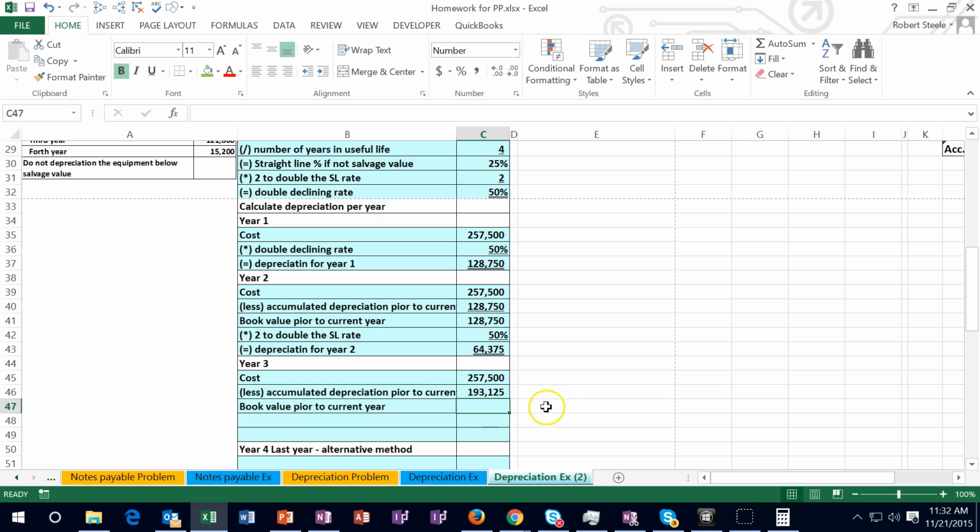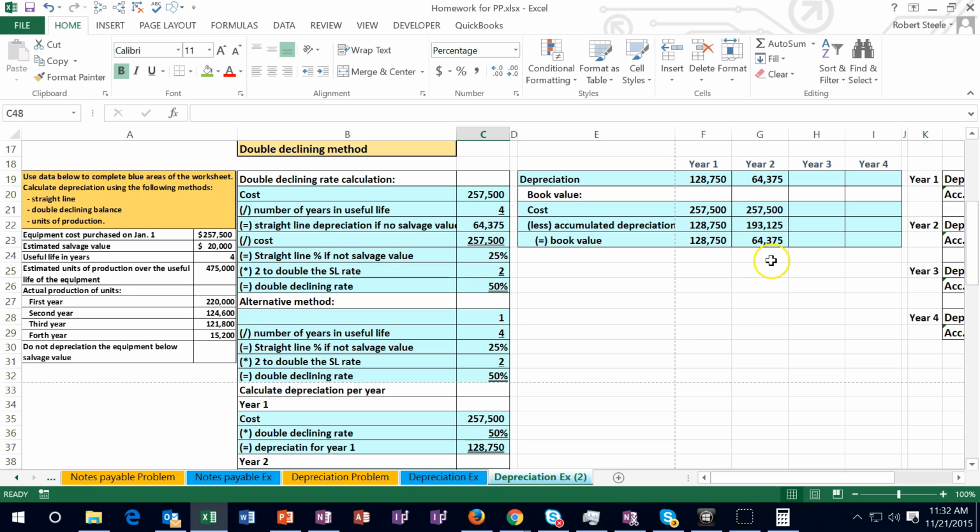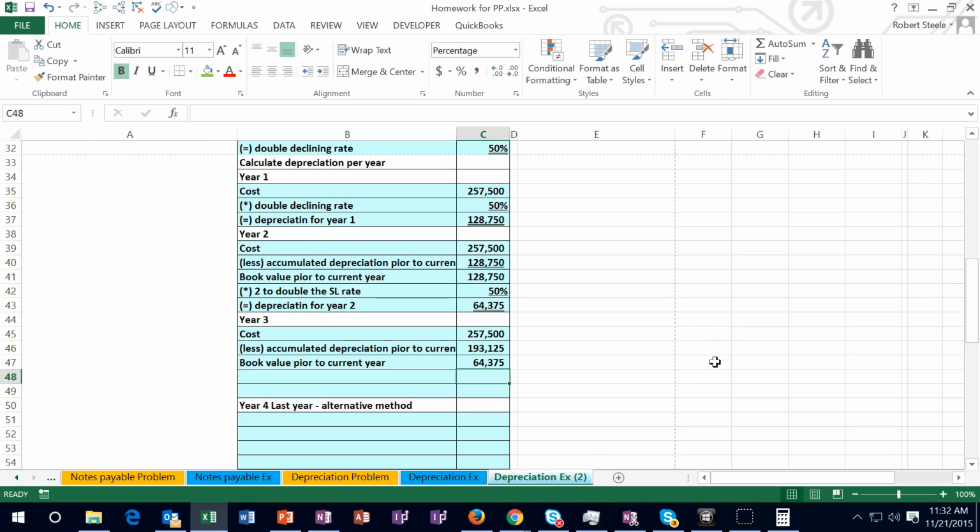So the book value prior to the current period is going to equal the cost less the accumulated depreciation prior to this period. And once again, it's the same number that we calculated up here, but you just want to make sure that you have something set up where you're calculating this number out. Then we're going to multiply that times the double declining rate. And the double declining rate is still this 50%.